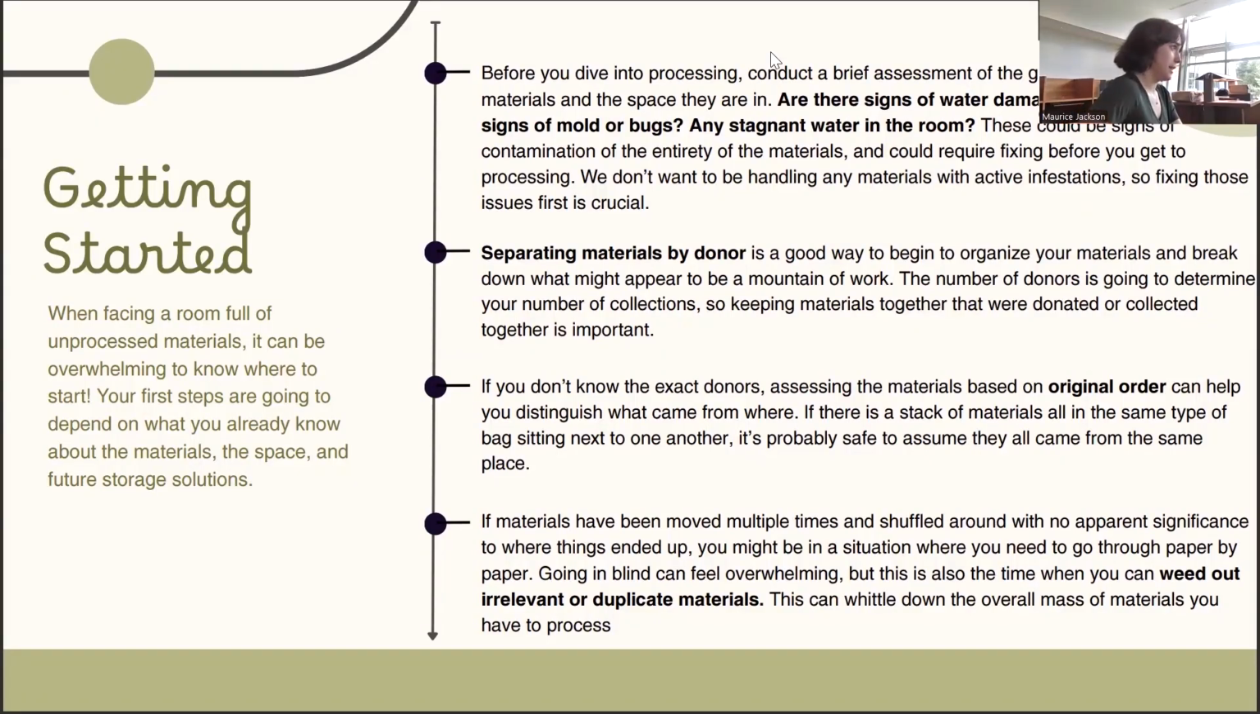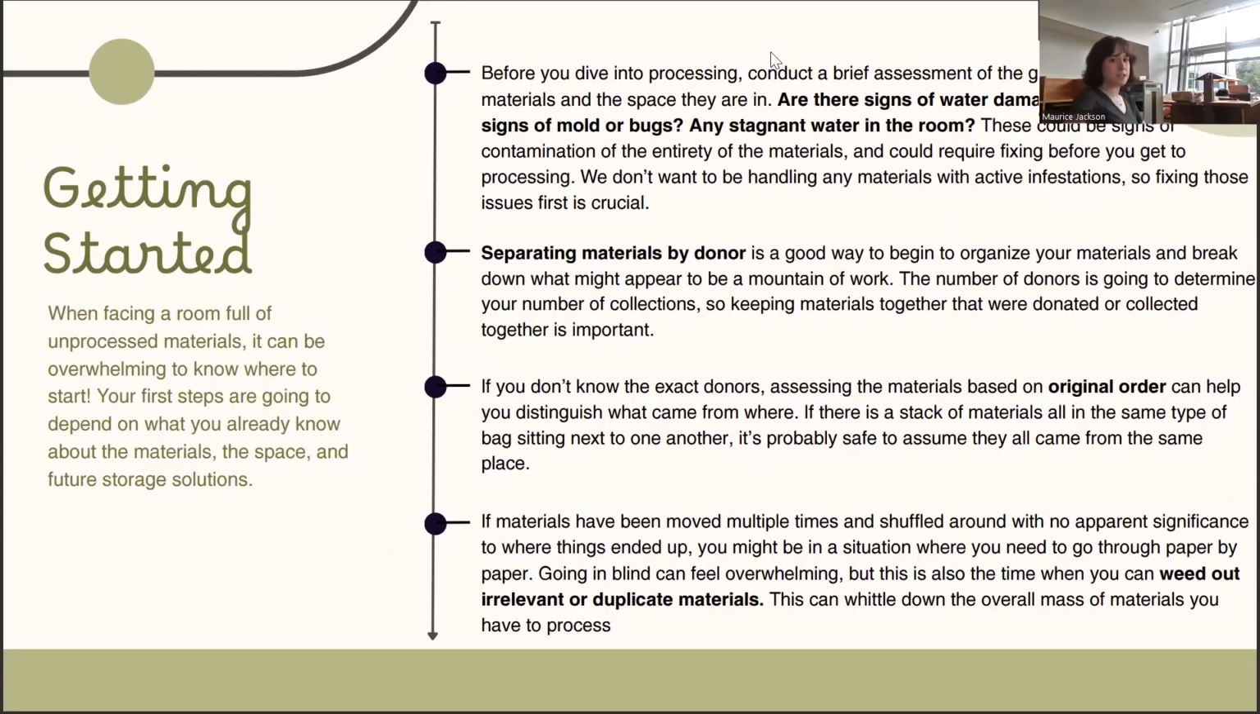And then separating materials by donor is a good way to get started as well, because that will help you identify your collections. So suddenly a room full of things becomes 4 little piles. And okay, here are your 4 collections. And now things seem a little bit more manageable. Also going back to original order, being aware that bags next to each other might have a relation.